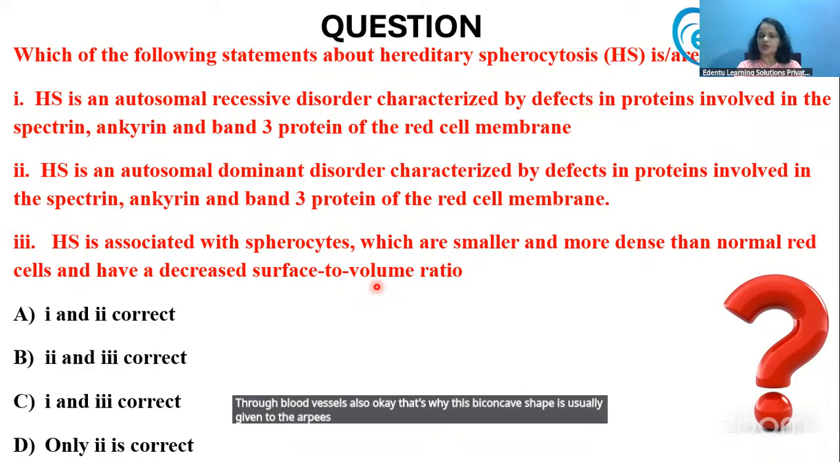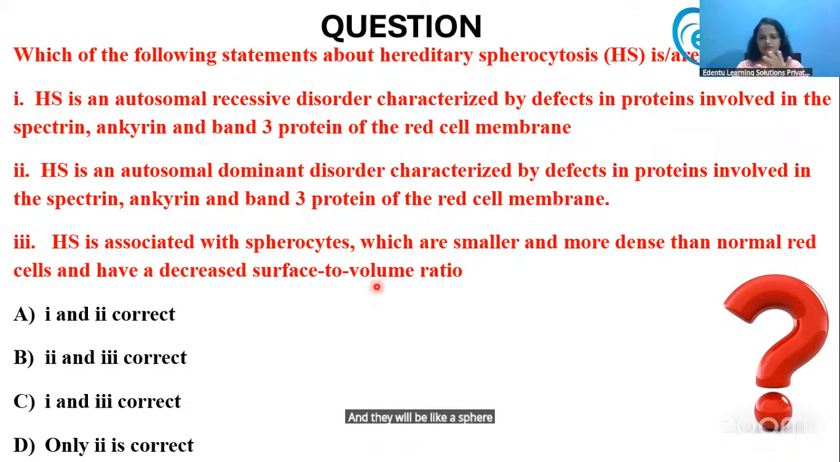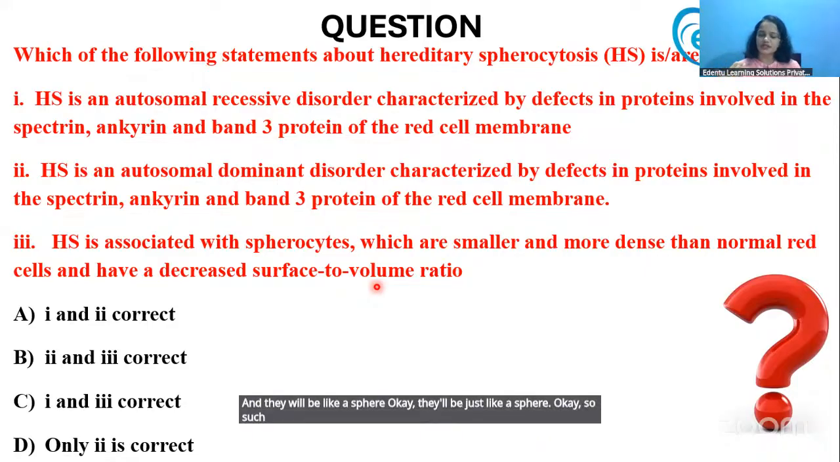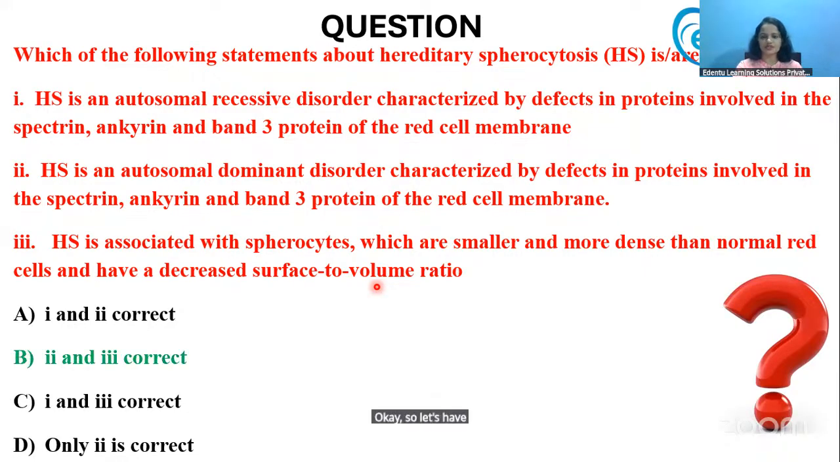But sometimes, because of some defects in the cell membrane of the RBCs, this biconcave shape can be lost and they will be just like a sphere. Such a condition is called spherocytosis. So let's have a look at spherocytosis in detail.